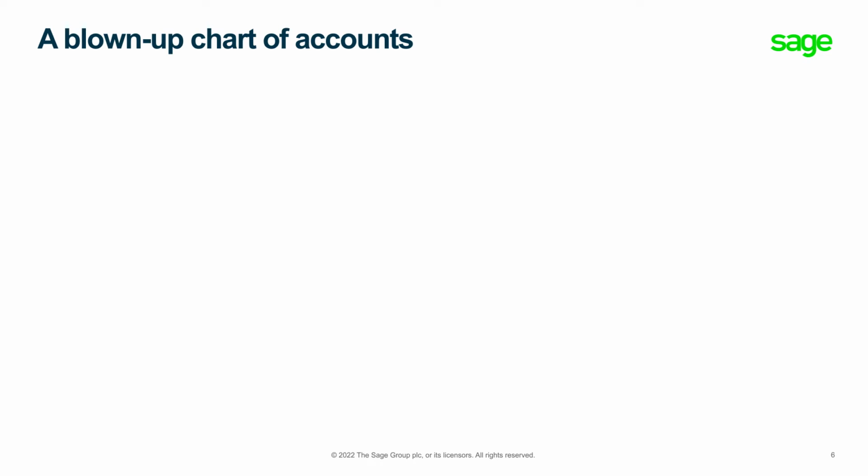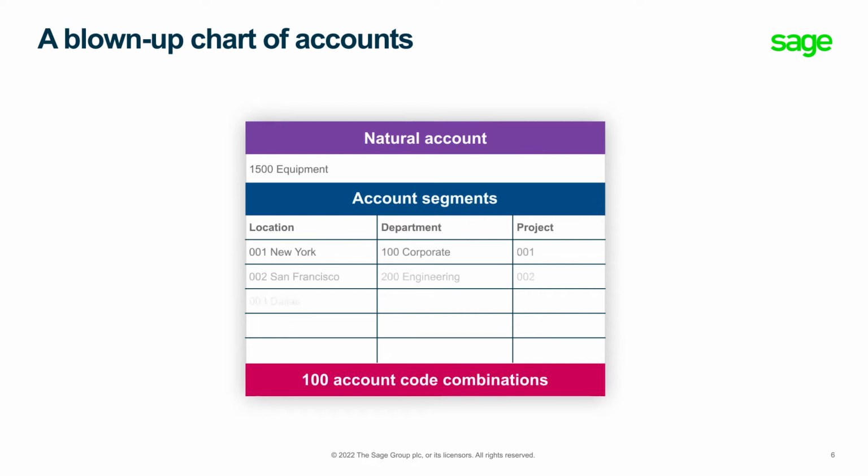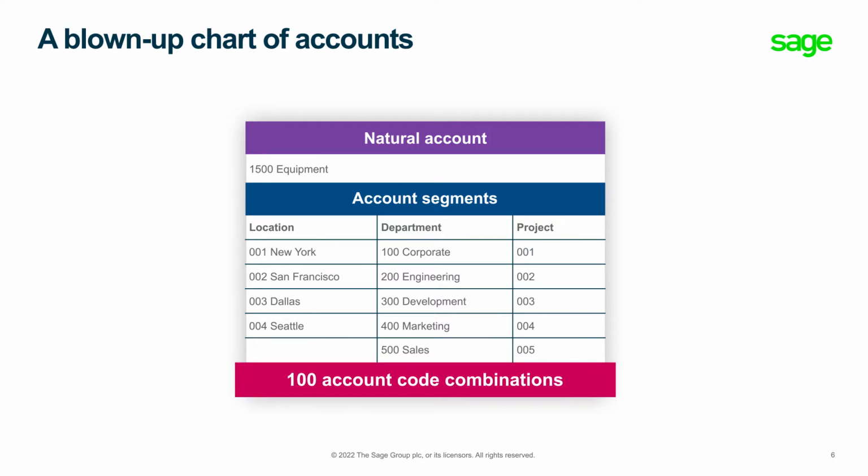Here's what we mean by a blown-up chart of accounts. Traditionally, a chart of accounts might look like this. You have to segment the account by the aspect that you want to keep track of. For example, here, the account is segmented by location, department, and project, but you may have to segment across even more than just this. This alone adds up to 100 different account code combinations that you need to enter and track against for each natural account.